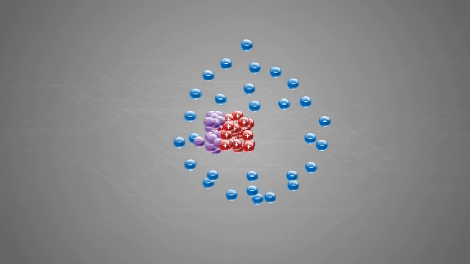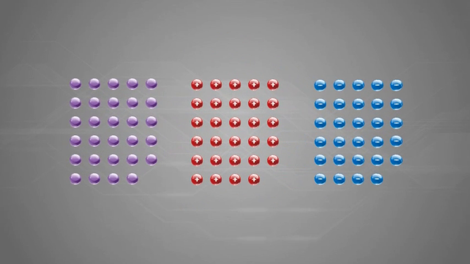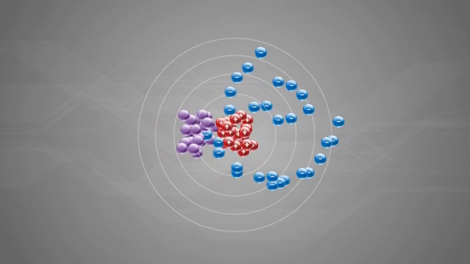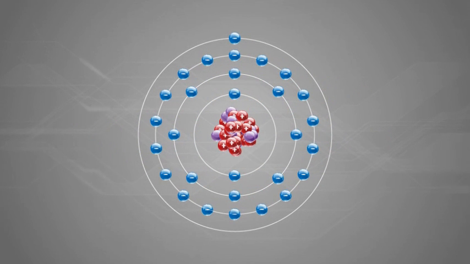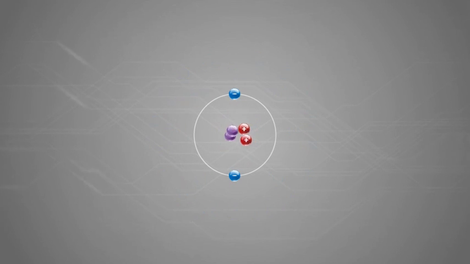If we could pull an atom apart into its components, we would see that a neutrally charged atom has the same number of electrons as protons. It is this force of attraction, or electrostatic force, between the positive and negative charges that prevents the electrons from escaping. It's the number of protons that defines an element.